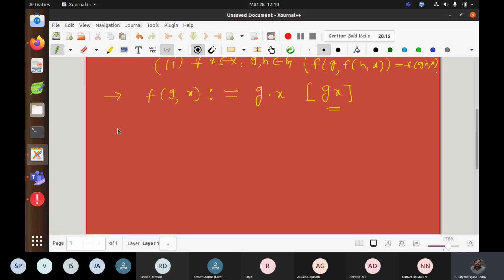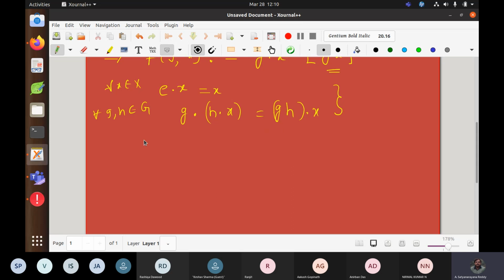So under these conditions, what are the conditions now? How can we write them? For every x belongs to capital X, e dot x is equal to x. And the second condition is that for every g comma h belongs to G, g dot h dot x is equal to gh dot x. Okay, so if these two conditions are satisfied, then we'll say that G is a group action on X. G is acting on X.